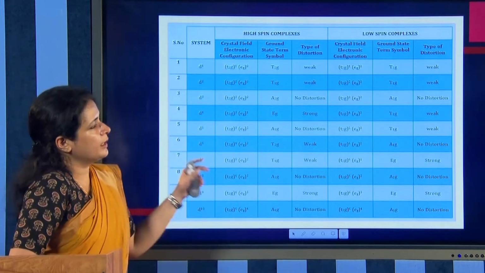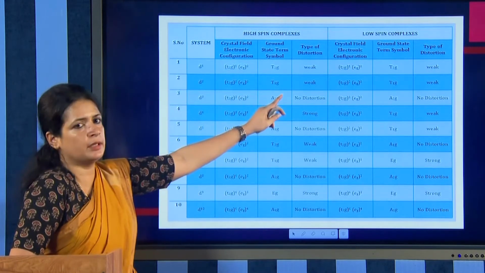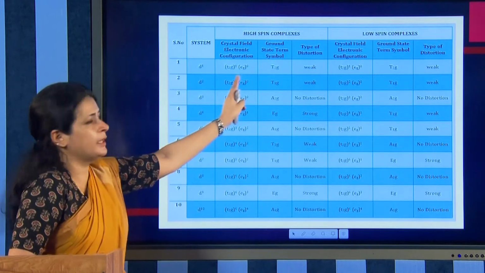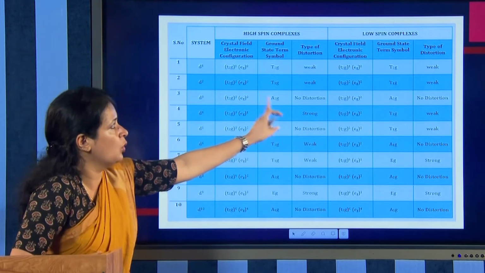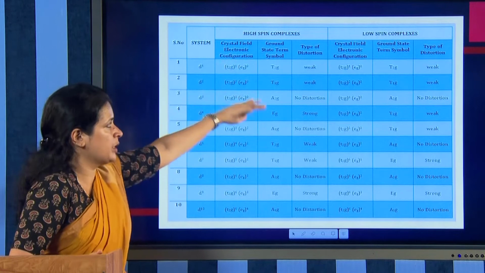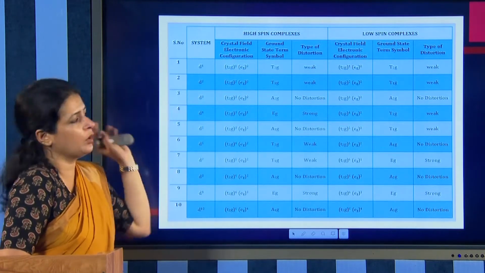And now we can consider the low spin complexes in detail. D1 means there is no difference between d1 high spin and d1 low spin, d2 high spin and d2 low spin, d3 high spin and d3 low spin. The situation is similar in these d1, d2, d3 cases in high spin and low spin complexes.